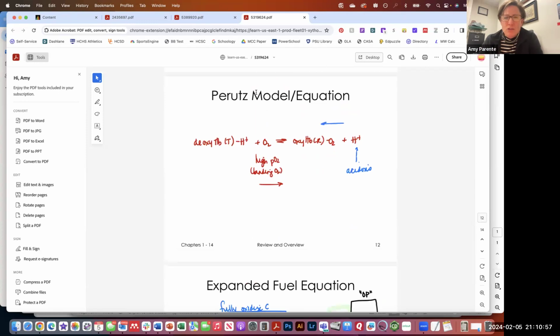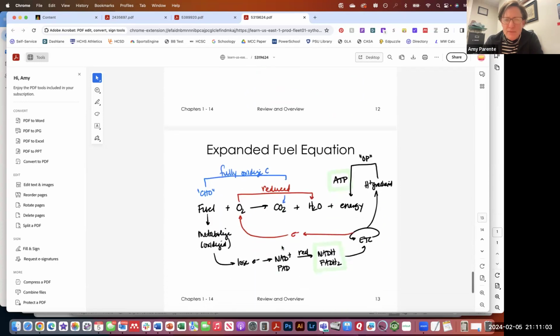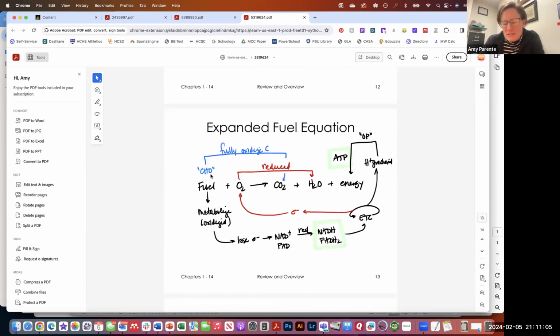We did, obviously, when we talked about 2,3-BPG, think about the Perutz model and equation. So that's a piece that found a home here. And then, this expanded fuel equation should always be in the back of your head. This is essentially the entirety of Biochem 2, but we are learning about all the different processes that will metabolize different fuels. So right now, the fuel is glucose, and we've studied glycolysis. So think about how different pieces here feed in. We synthesize some NADH. We do synthesize some CO2 if we talk about using G6P in the pentose phosphate pathway.